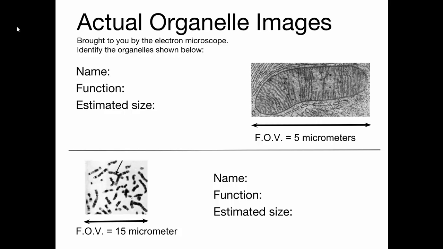So this one, I bet you can guess. Raise your hand if you want to take a guess as to what organelle this is. Jake? Nucleus? No. Ella? Vacuole? No. Chloroplast? You're getting closer. Mitochondria. A mitochondria, remember, it's like a bean shape with folds inside.